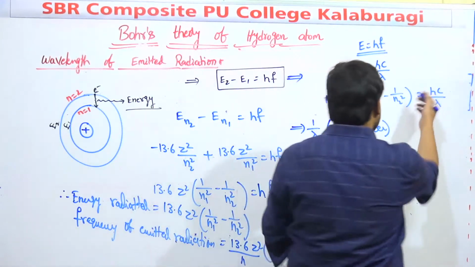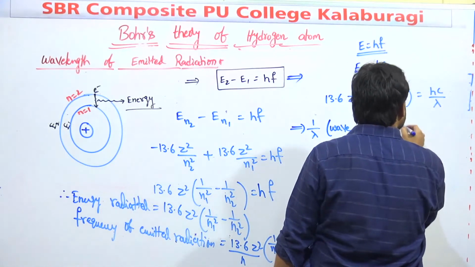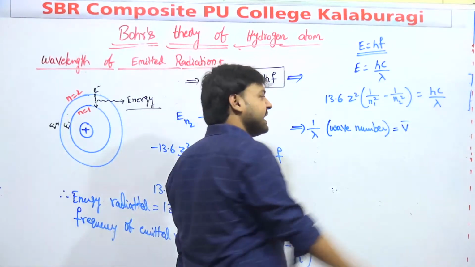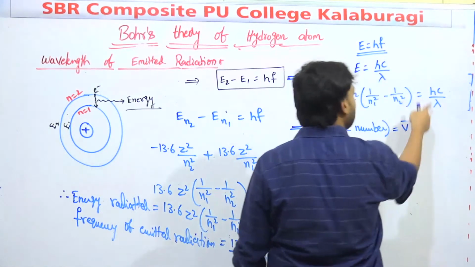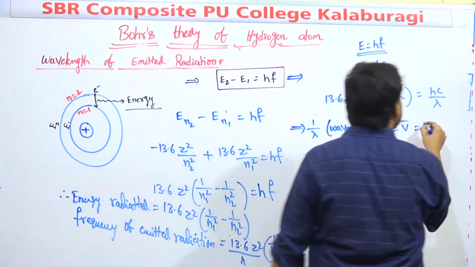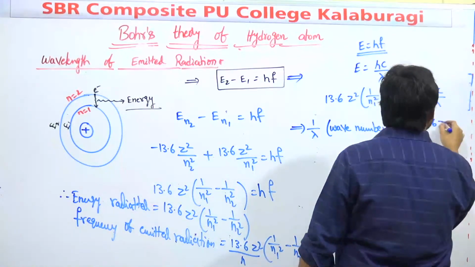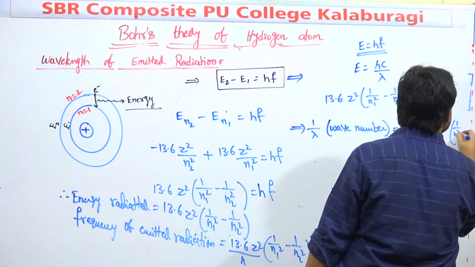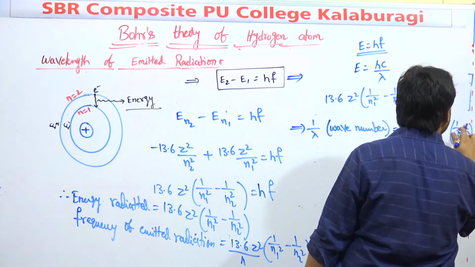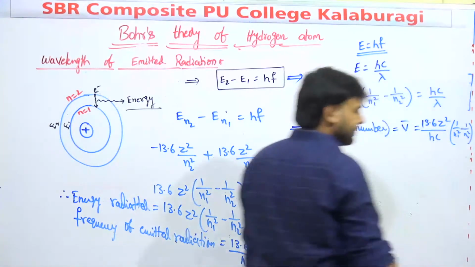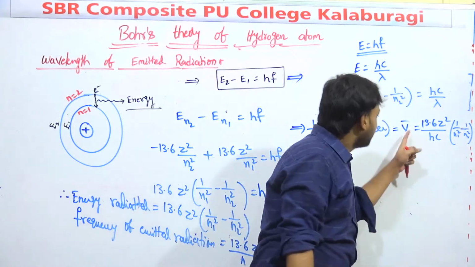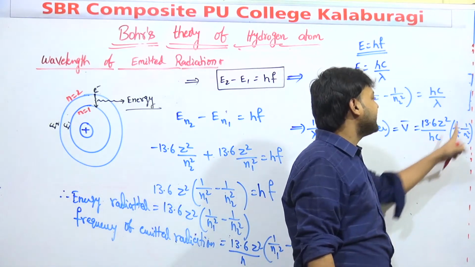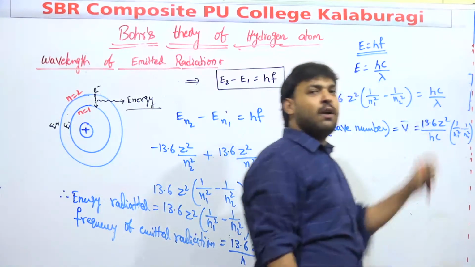So 1 by lambda we call the wave number. The symbol will be v bar. What do we call v bar? Wave number, which equals 1 by lambda. hc will go to this side, so it will be 13.6 Z square divided by hc into 1 by n1 square minus 1 by n2 square. Clear about the point? So wave number is nothing but 1 by lambda, that is 13.6 Z square by hc into 1 by n1 square minus 1 by n2 square.